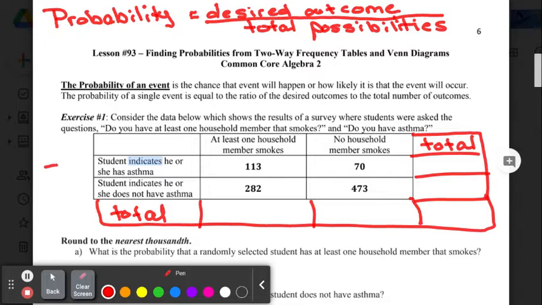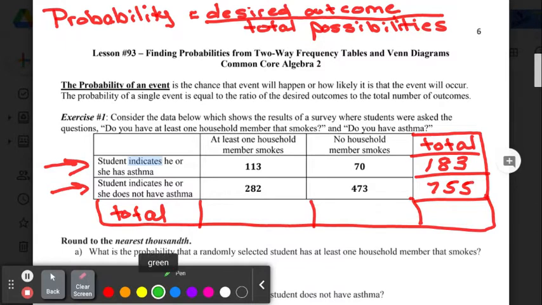So this first column, first row, student indicates he or she has asthma. So we have 113 plus 70. That gives us a total of 183 students say they have asthma. Now the next one is student indicates that they do not have asthma. So we have 282 plus 473. So that is 755 students do not have asthma.